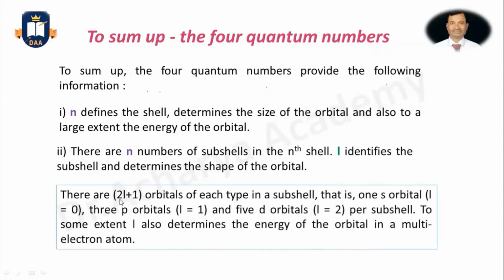So there are 2l plus 1 orbitals of each type. I already discussed in a subshell. That is one s orbital when l is equal to 0, three p orbitals when l is equal to 1, and five d orbitals when l is equal to 2 per subshell. I already explained it in the previous slides. To some extent, the value of azimuthal quantum number l also determines the energy of the orbital in a multi-electron atom.